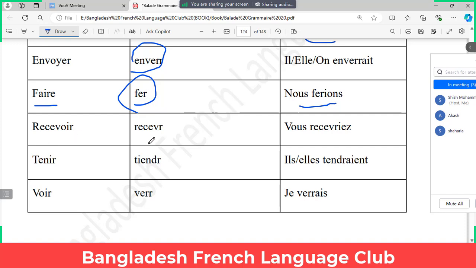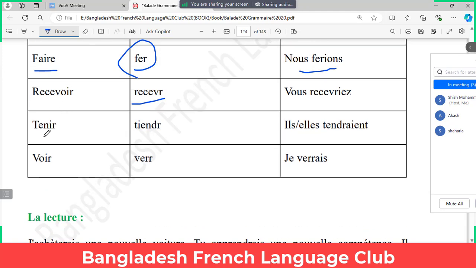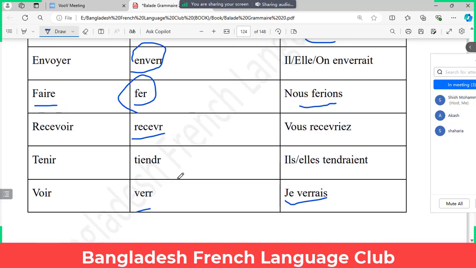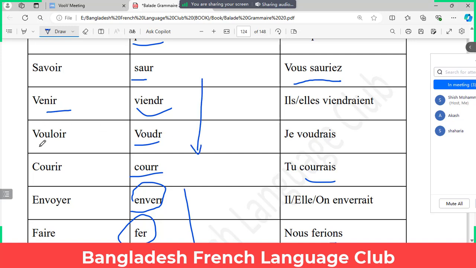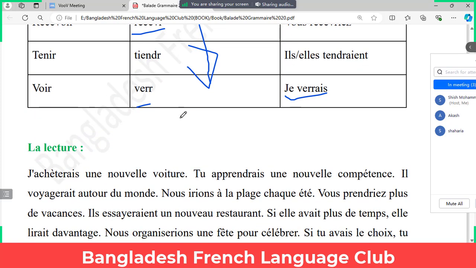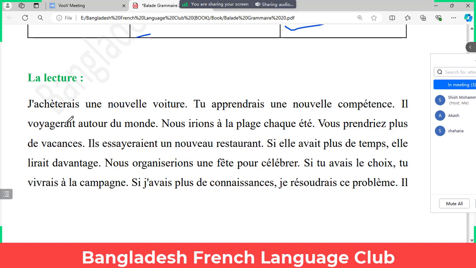Recevoir is recevr, so vous recevriez. Tenir is tiendr, so il tiendrait. And voir is verr. Je verrais. So please memorize these irregular radicals, otherwise you will say courir, but it's not courir, it's courrir. Okay. Let's read some of them.